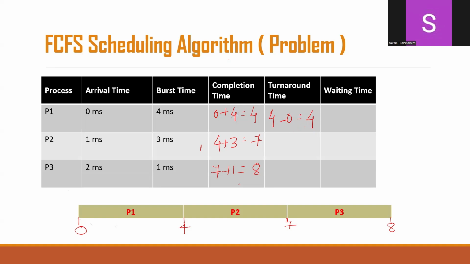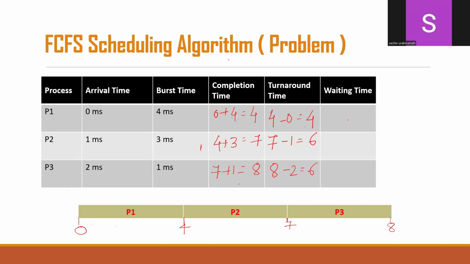What is the completion time of P2? It is 7 and the arrival time is 1, so the turnaround time of P2 will be 6. And what will be the completion time for P3? It will be 8, and the arrival time is 2. So the turnaround time will be 6.